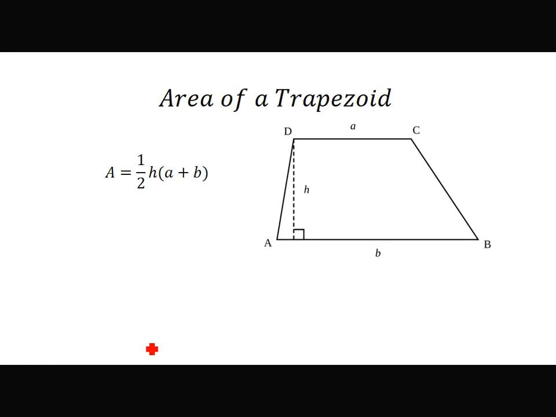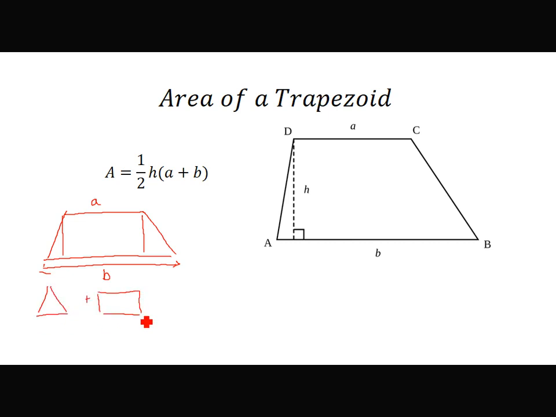So the area of a trapezoid is given by A equals 1/2 h times (a plus b). The proof of this, just in case you want to see where it's coming from: if I had this shape, and this length is a, and this whole length is called b, this is basically a triangle plus the area of a rectangle. And the height is my height, and this length from here to here is just the difference, b minus a.